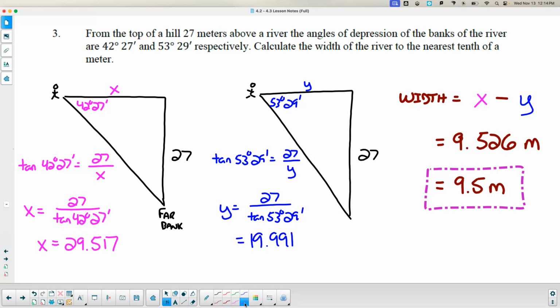Why would you subtract the two instead of adding? So you're standing here, okay? I'm going to put it in here. The river is right there. With me? So this triangle would come in here. So the difference between x and y would be that distance up there. That's why. Okay.